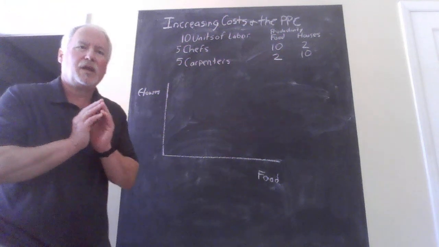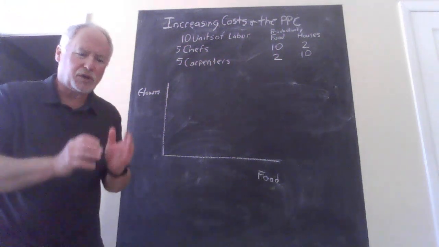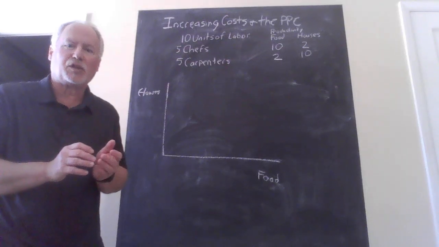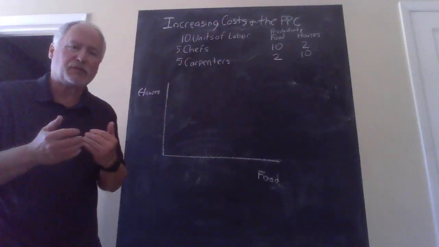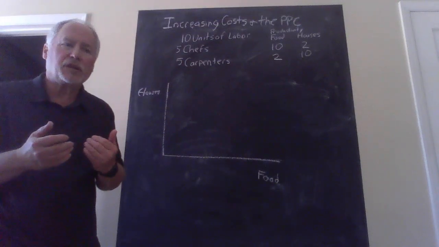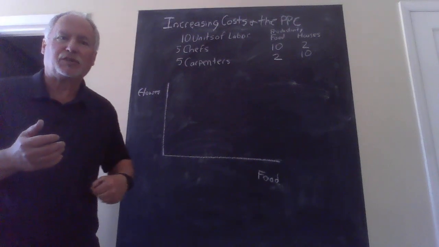So in chapter 4, we're going to change up production a little bit, and we're going to draw the production possibilities curve in a different fashion. In chapter 3, we had a linear production possibilities curve.